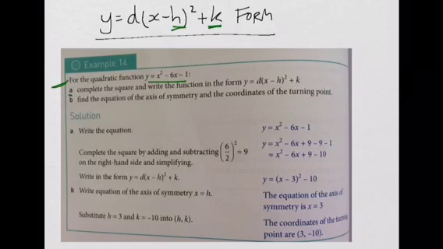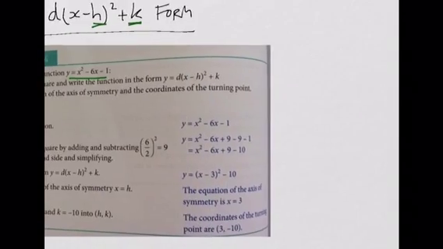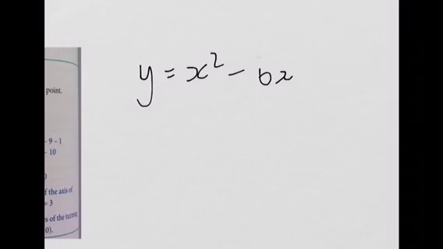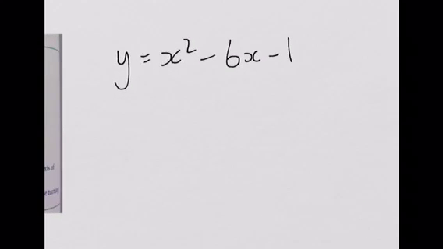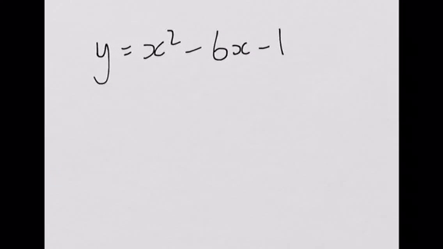Complete the square and write the function in this form. So you'll need to know how to complete the square to do this, but let's just move over to the side here and we'll do it ourselves. y equals x squared minus 6x minus 1. Now it's a little bit different to factorizing, but the same sort of process.